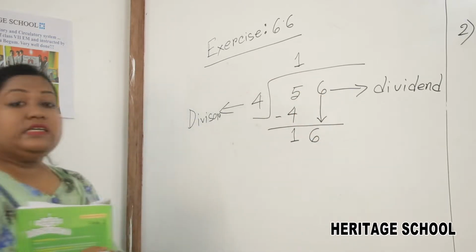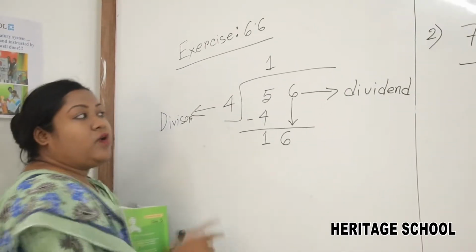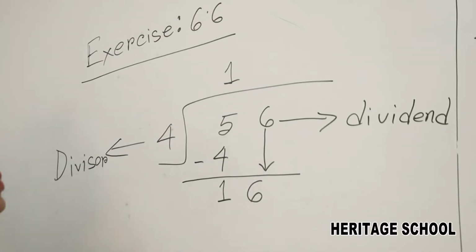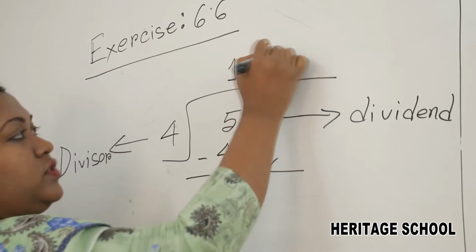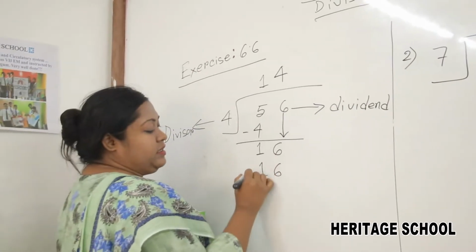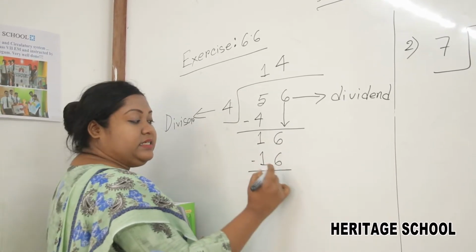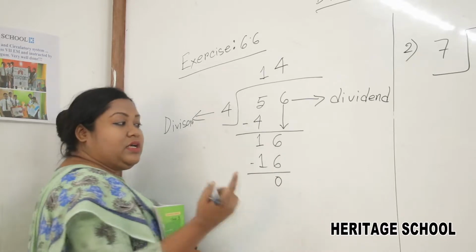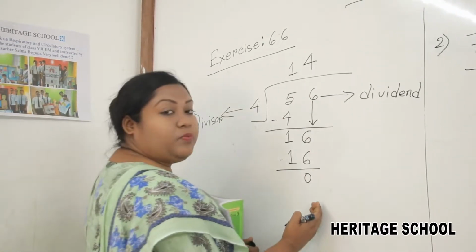So it becomes 16. Now try to remember your 4 timetables. 4 how many are 16? 4 ones are 4, 4 twos are 8, 4 threes are 12, 4 fours are 16. Now I have to do the subtraction. 16 minus 16 is 0. 6 minus 6 is 0, 1 minus 1 is 0. I can give here only 0. Now our division is completed.